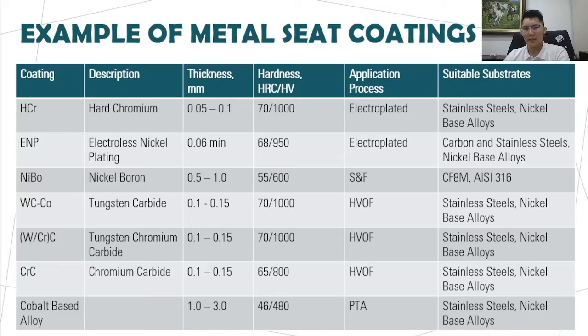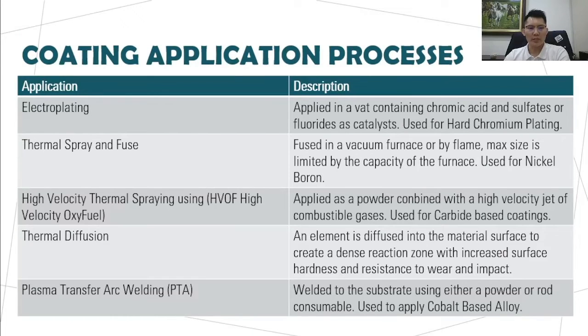The consideration when using carbon steel as a substrate is that you have to consider what medium you are using for your application. And for the Nivo coating, the nickel boron, the thickness is from 0.5 to 1 mm. The hardness is lower compared to ENP and hard chrome, 55 in HRC and 600 in HV. The method is S and F, which is spray and fuse.